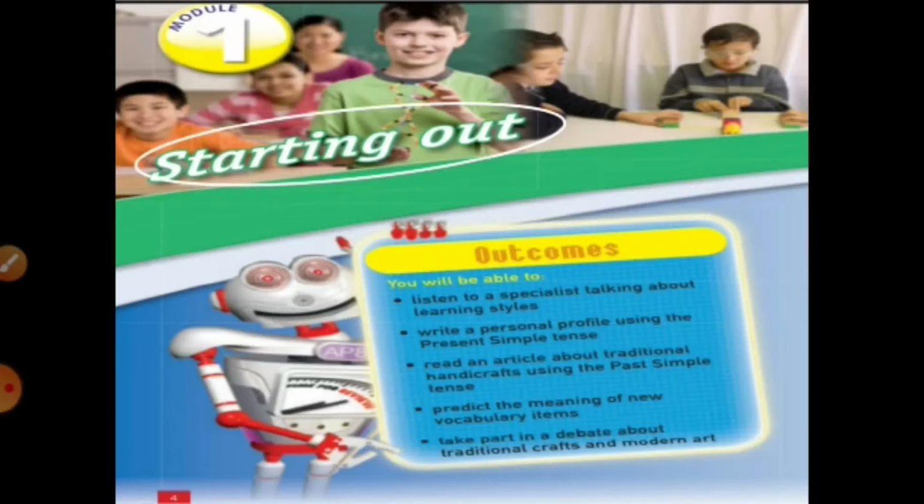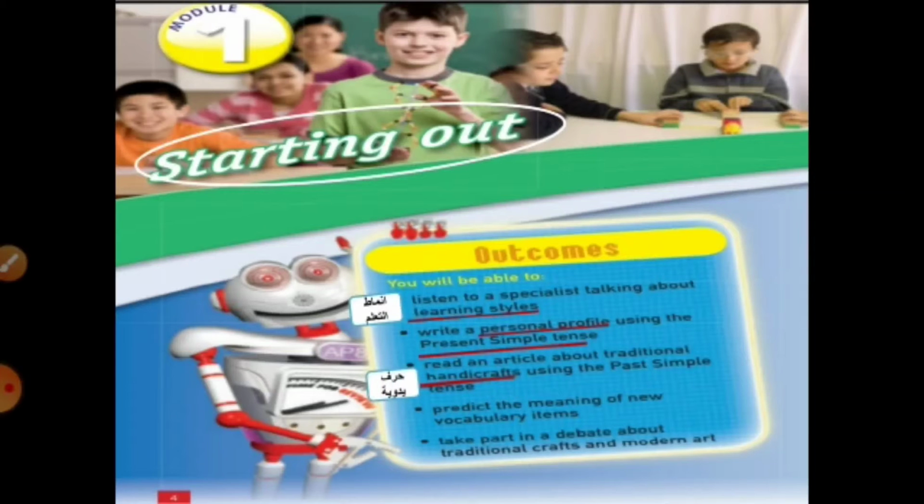Let's read the outcomes. عندي هون نتاجات that at the end of the unit بنهاية الوحدة you will be able to رح تكونوا قادرين على number 1 listen to a specialist talking about learning styles. 2 write a personal profile using the present simple tense. Number 3 read an article about traditional handicrafts using the past simple tense.